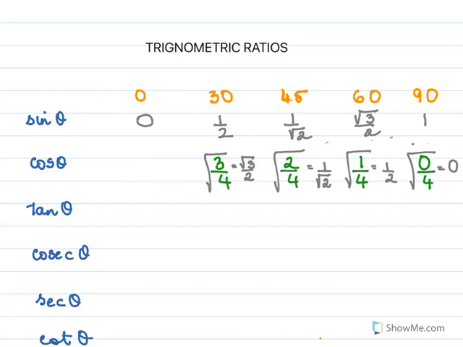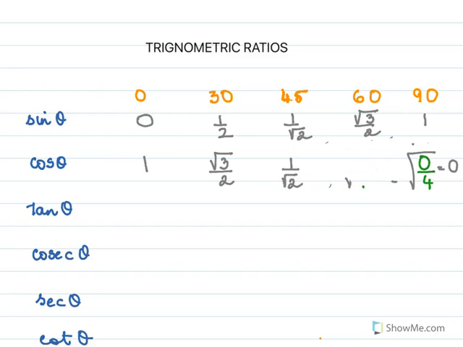Then cos of 0 is 1. Then cos of 30 is root 3 by 2. Cos of 45 is 1 by root 2. Cos of 60 is 1 by 2, and cos of 90 is 0.